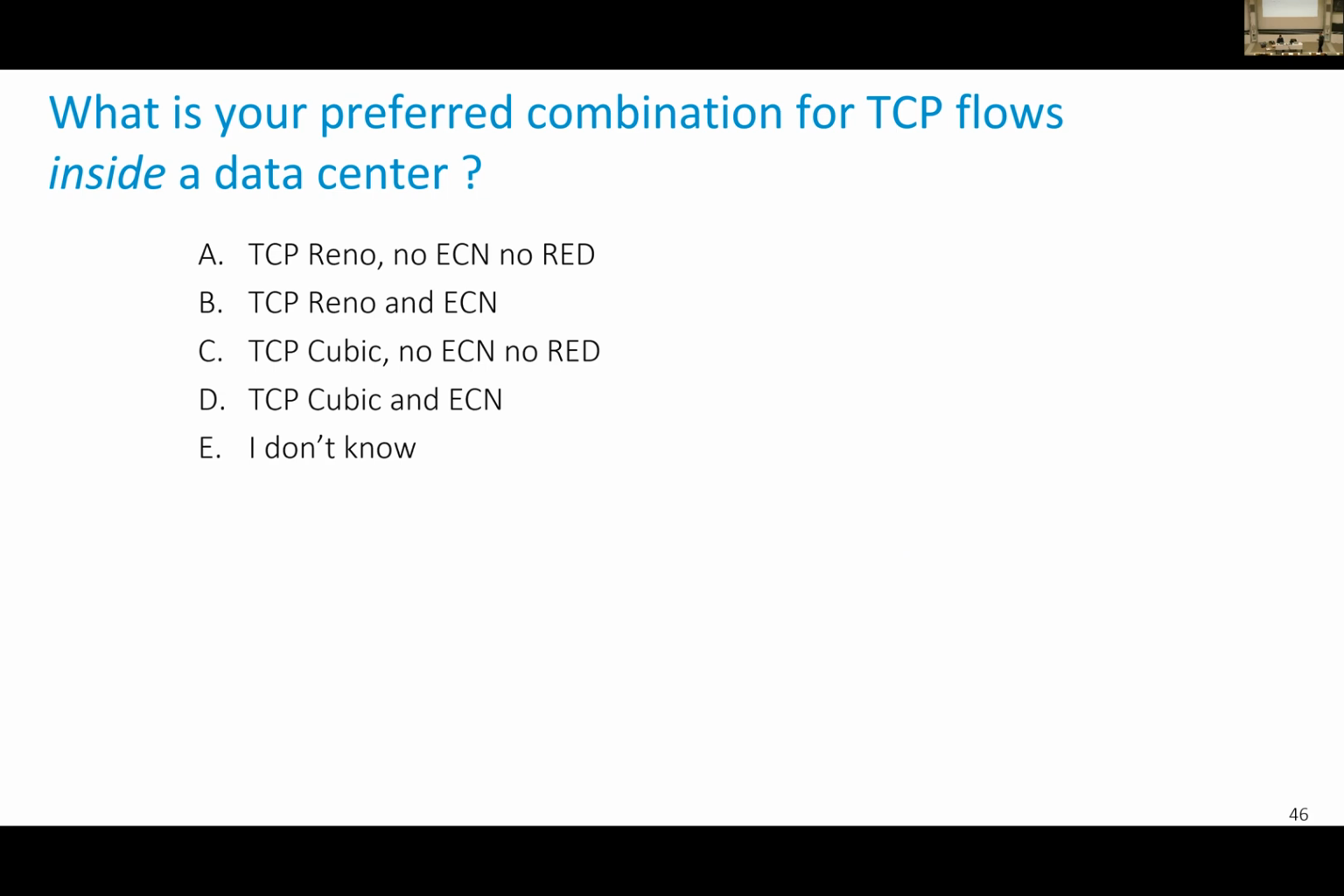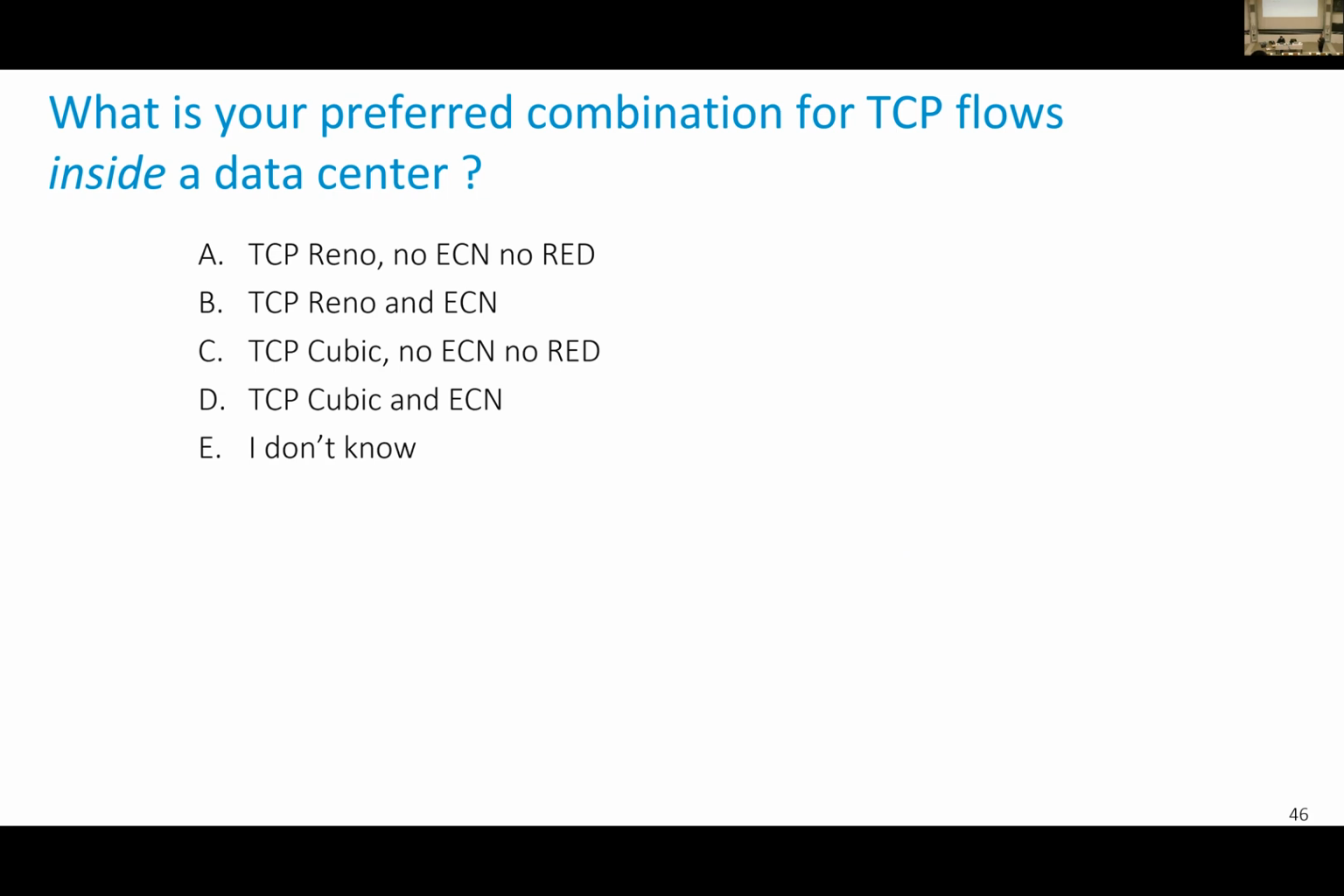And the majority says B and D, which are the two valid answers. In other words, you should do ECN, of course, right? In a data center, it would be stupid not to. You have no wireless link anyhow. Everything is wired. Well, there are wireless links inside the components, but they are lossless. So it's stupid to lose packets simply because that's the only way you have to send a signal to the source that it should reduce the rate.